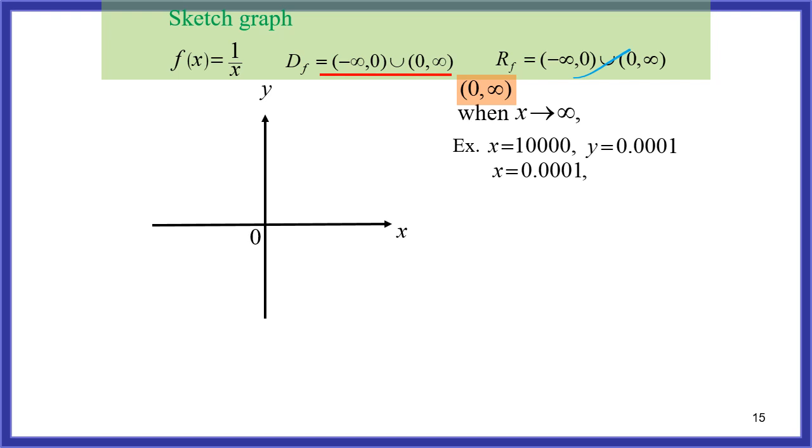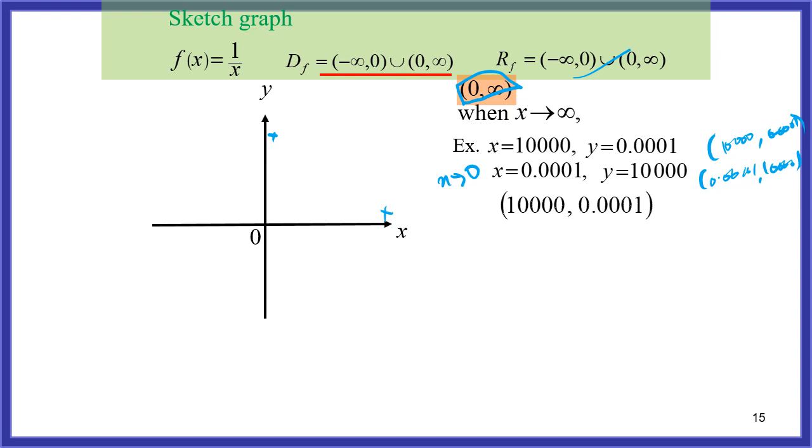And when x is really close to 0. Okay. So we are going to look at the domain of 0 to infinity. So when x approaching 0, let's say 0.0001, y will be really big. So connect these 2 points. This is a point, 10,000 and 0.0001. And this one is 0.0001 and 10,000. So it will be a point here and here. Okay.